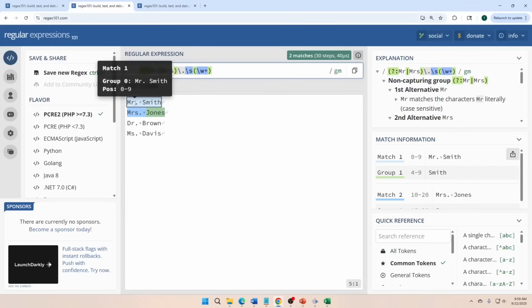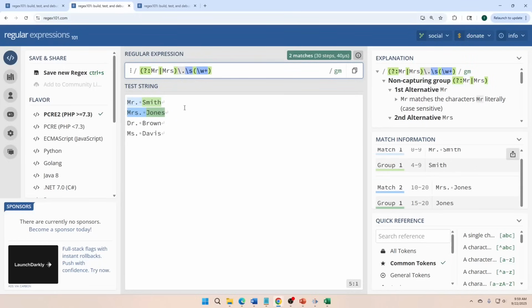And so when we do that, we see that Mr. Smith and Mrs. Jones were captured. And the first group is Smith. And the first group here is Jones. Yes, these match. It's a non-capturing group, so it does not become group 1. It waits till the first capturing group, which is over here. And so we get Smith and we get Jones.